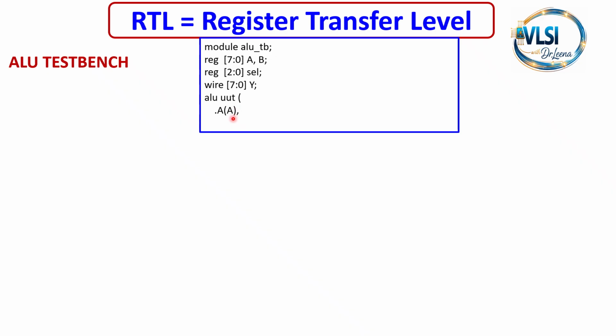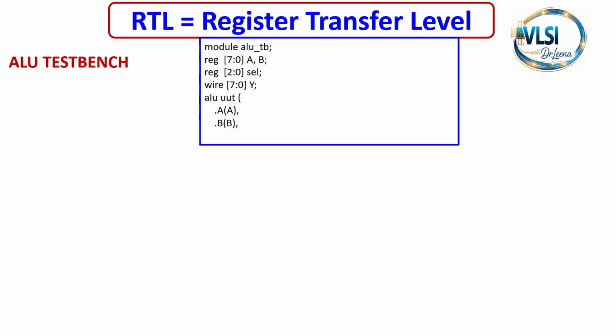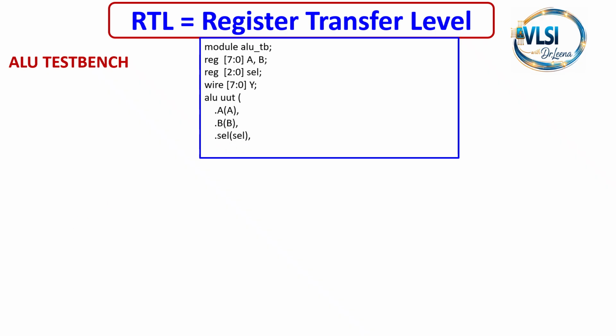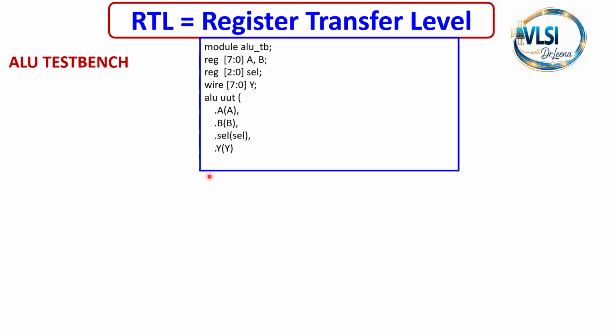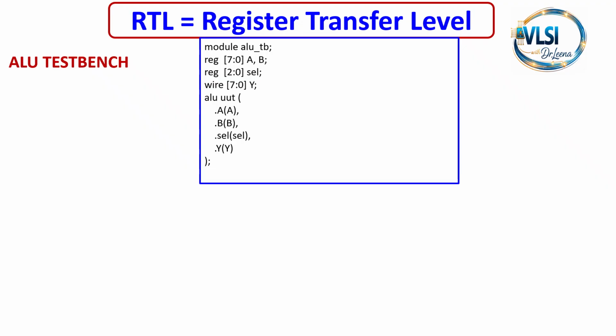Look at this. The test bench input A is connected to the module input A and test bench input B is connected to the module input B. Test bench sel is connected to the module sel. Test bench output Y is connected to the module output. After completing the instantiation, we are going to close that. Now we are going to give the test cases.